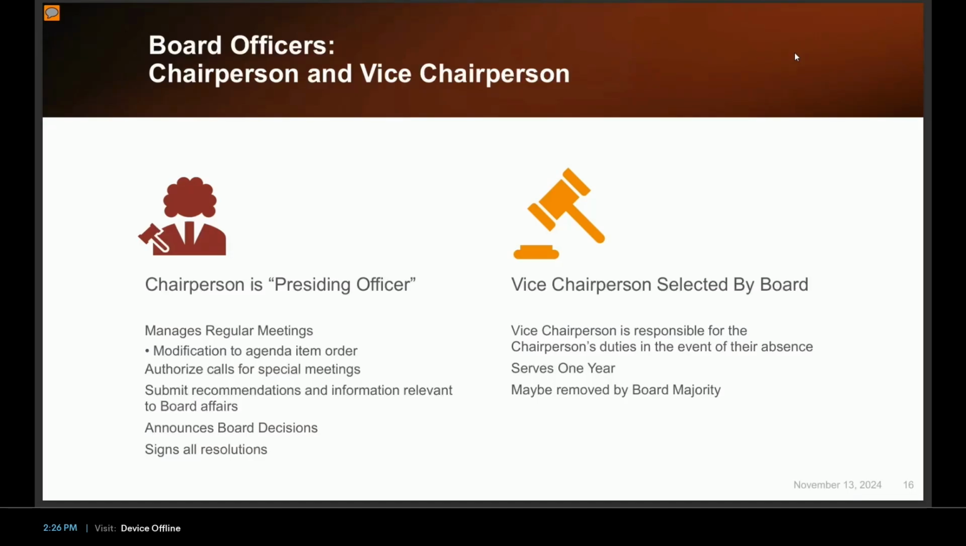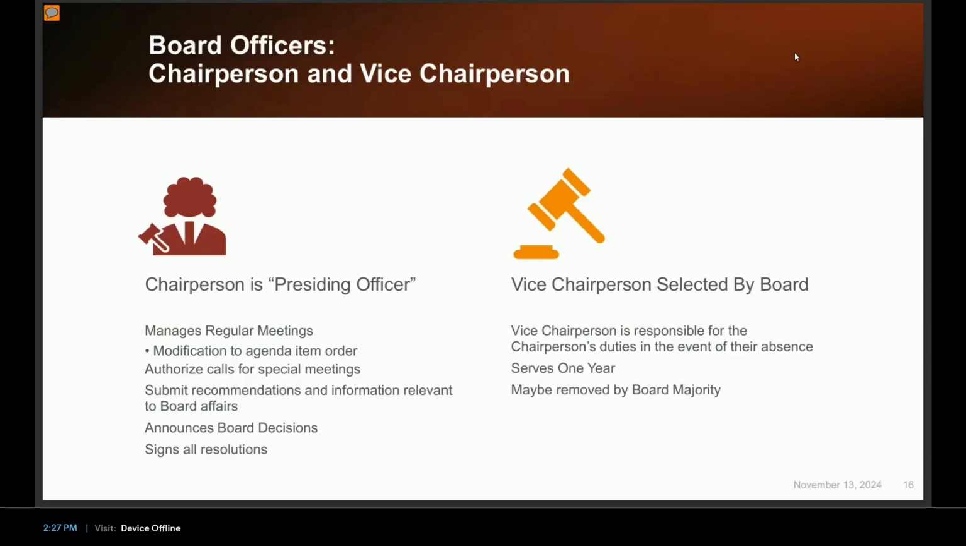Every board typically has officers who are responsible for conducting the meetings, and usually there is a chair and a vice chair. The chair is the presiding officer, and again, that is the city employee who's been appointed by the mayor. Typically the presiding officer is the one who is managing your agenda, the format of which, as we'll talk about, is set in your bylaws.